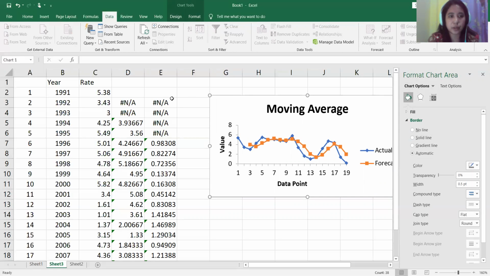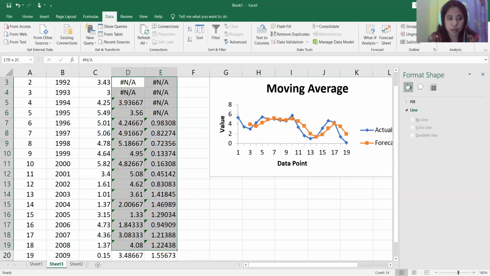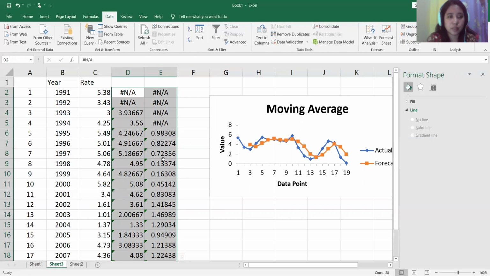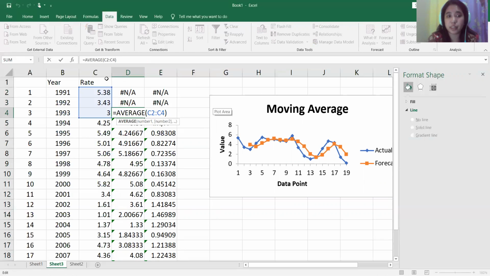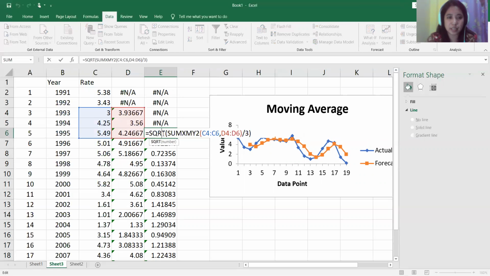As you can see here, what we included is the data 1, 2, 3. Just to verify this, let us move this one higher. Where did we get this value? It is the average of the three scores here: 5.38 plus 3.43 plus 3, divided by 3. And this is the graph, and this is also the standard error. This is actually the standard error computation.